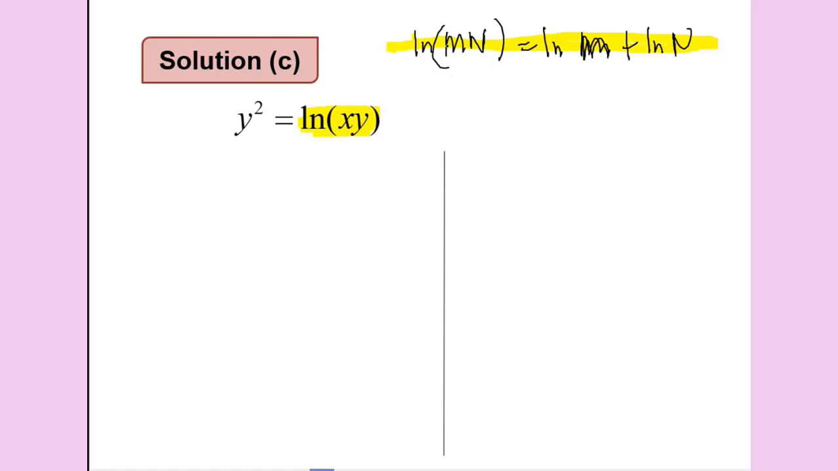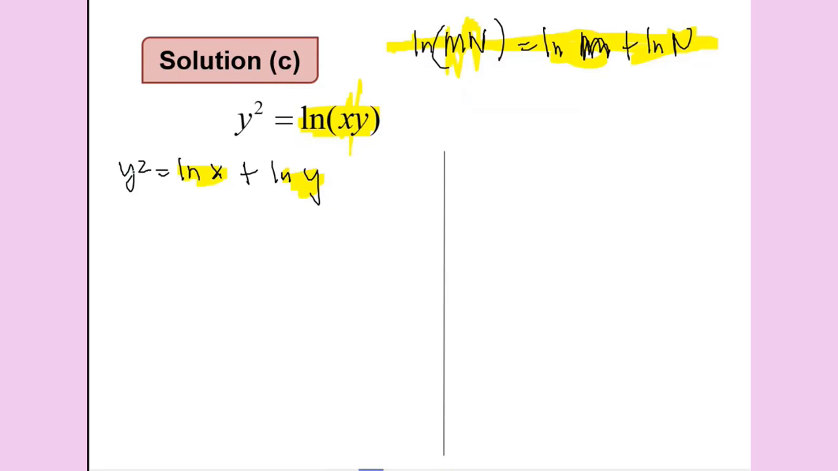Okay, let's say you're going to use law. Dapat y squared is equal to ln x plus ln y. Kan, ini ln m, ini m kan, m x, ini ln y, kita tengoklah matching kan. So settle. Now differentiate implicitly, differentiate with respect to x to the both side.